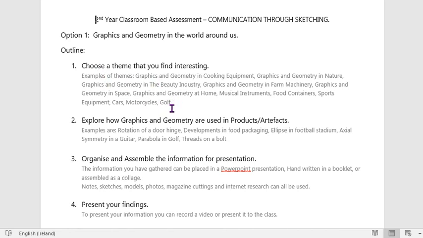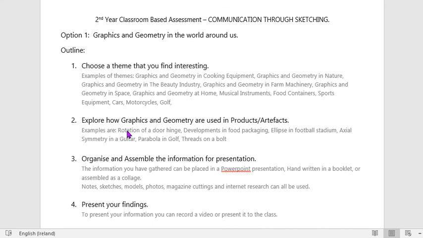We're going to choose three possible themes, so you're not just going to choose the first thing that comes into your head. Second part then is we're going to explore graphic geometry used in products and artifacts. So in other words, here we're going to go through all the different examples of the geometry that you've learned so far. And I've done up a list so you can see them. In the list then you can see real life examples of graphics and geometry.